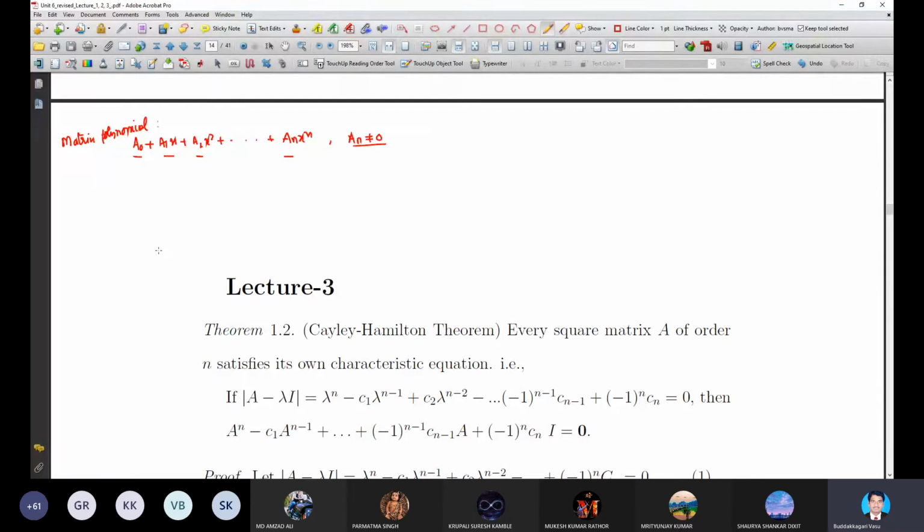Here is one thing I would like to explain. Suppose you consider any matrix A in which one element is a polynomial of degree n. Understand, please: one element is a polynomial of degree n.